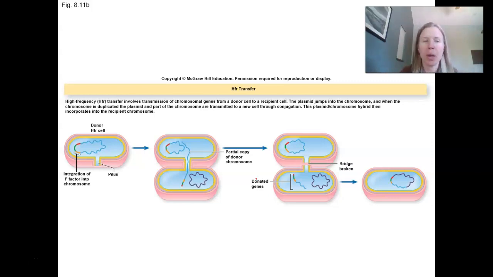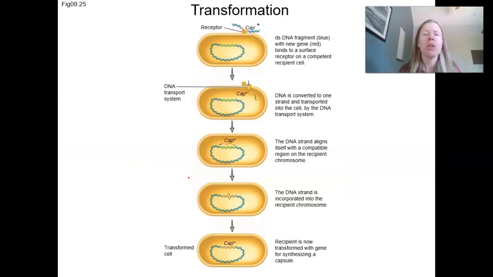Same thing showing up in this picture, except now what we're doing is giving them a portion of the chromosome. The thing to keep in mind with conjugation is that often what bacteria are passing on to their neighbors is really useful, like antibiotic resistance and things like that.